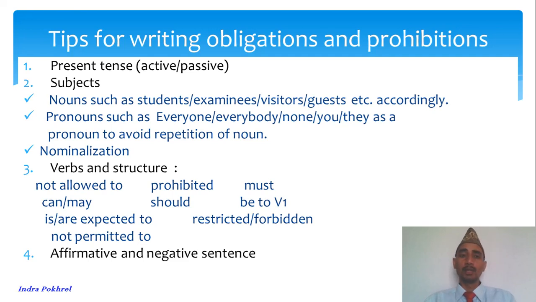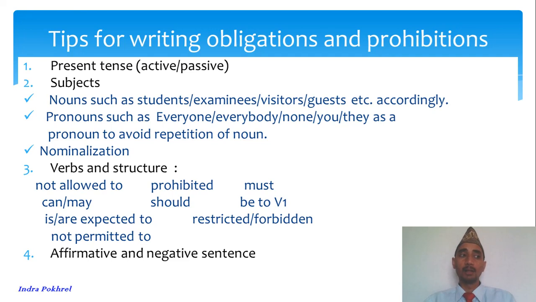Sometimes you can use nouns, maybe students, examinees, visitors, guests, depending on the situation or area for which you are writing. And second, you have to use pronouns. The variety of pronouns we have here: everyone, everybody, no one, you. This kind of pronoun you can use alternatively. Next, you can use the gerund, which means the verb with ing form. And next, you can also use nominalization. That means the process of changing the verb into a noun. For example, violation, from violating or violate.